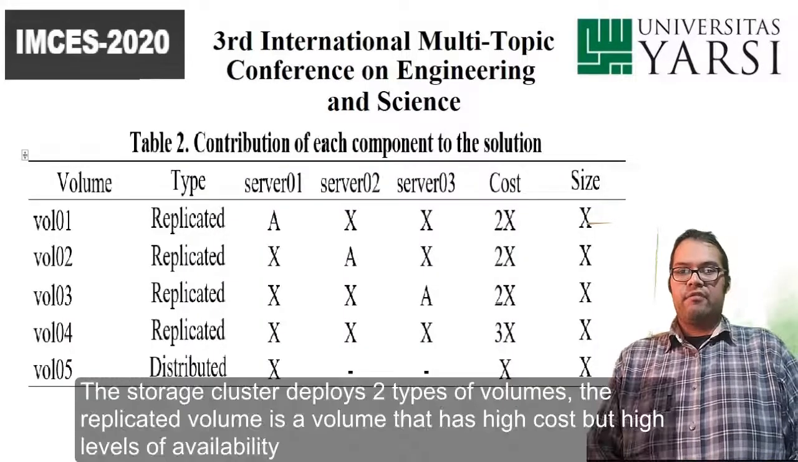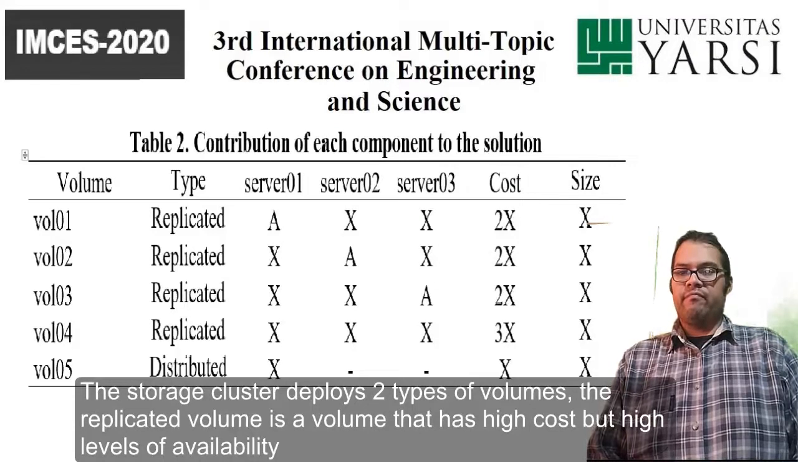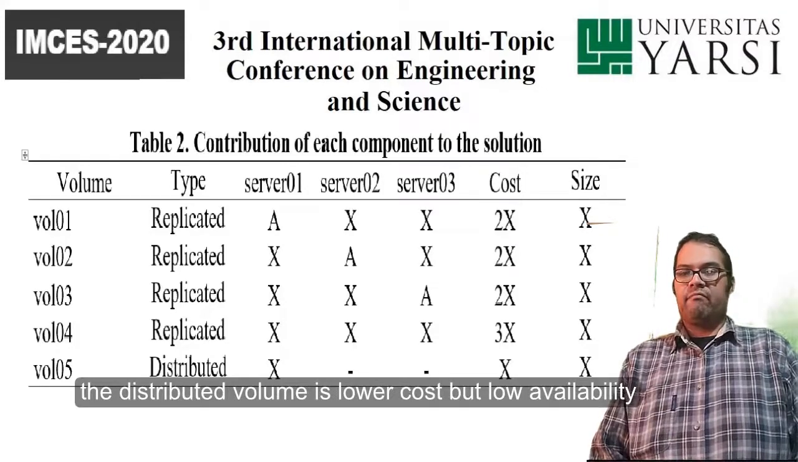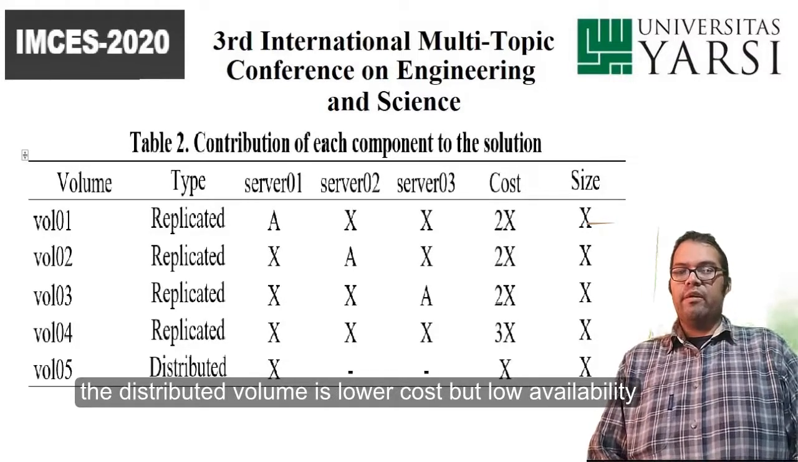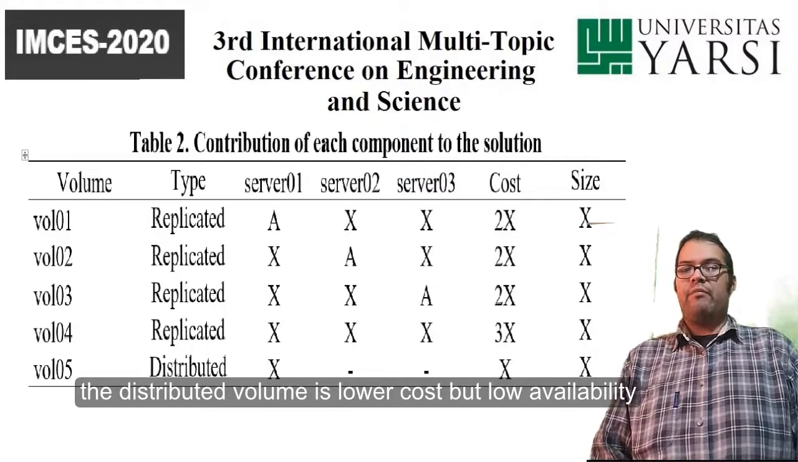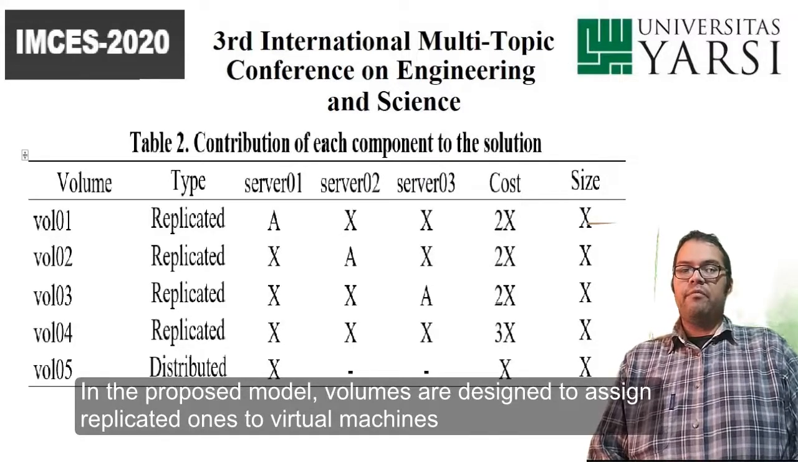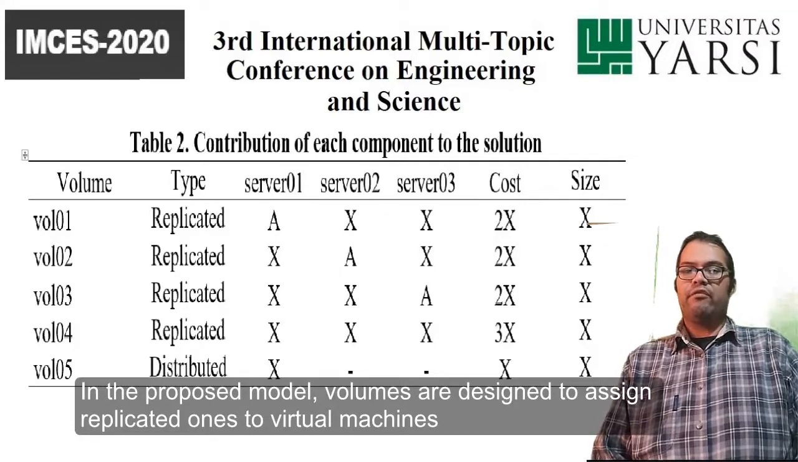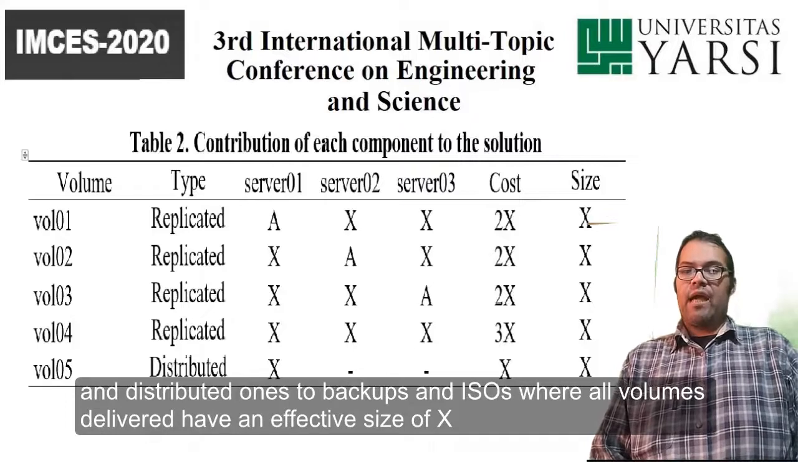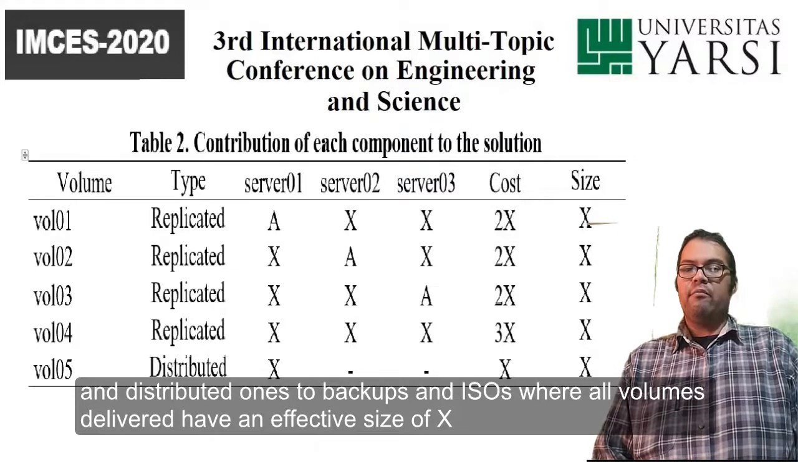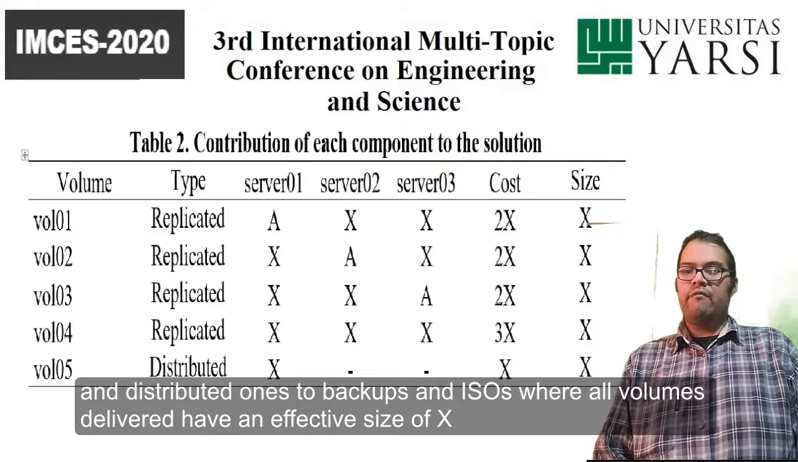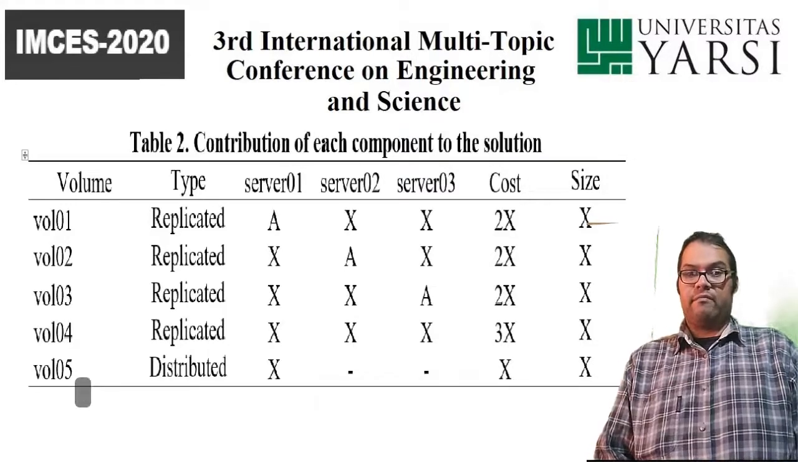The storage cluster deploys 2 types of volumes. The replicated volume is high cost but has a high level of availability. The distributed volume is lower cost but has low availability. In the proposed model, volumes are designed to assign replicated ones to virtual machines and distributed ones to backup and ISOs. All volumes delivered have an effective size of X.